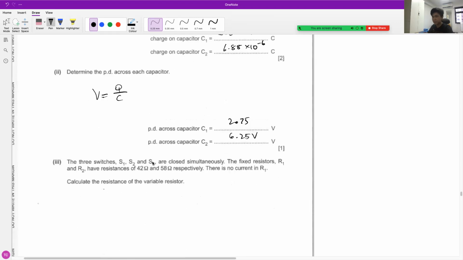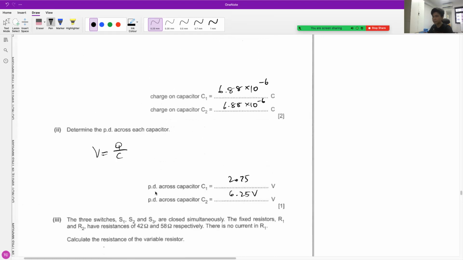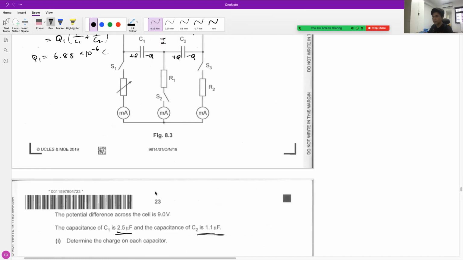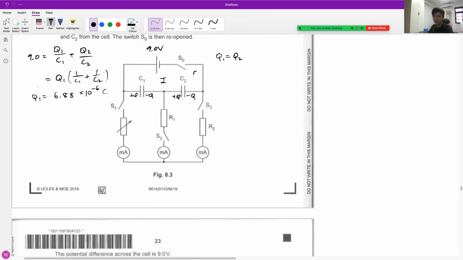Now the switches are closed simultaneously. The fixed resistors: there's no current in R1, calculate the resistance of the variable resistor. So we're given that there's no current in R1. Let me take a look and digest the question. If there's no current through R1, then that means the PD across R1 is going to be 0 as well.